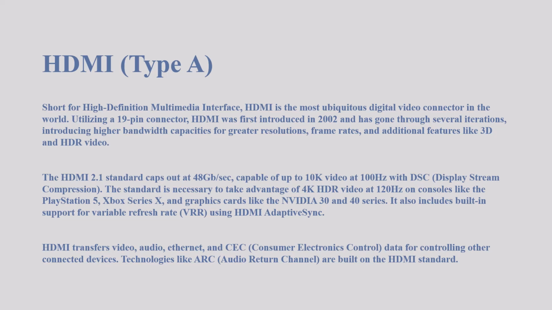The HDMI 2.1 standard caps out at 48 gigabits per second, capable of up to 10K video at 100 Hertz and DSC, display stream compression. The standard is necessary to take advantage of 4K HDR video at 120 Hertz on consoles like PlayStation 5, Xbox Series X, and graphics cards like the NVIDIA 30 and 40 series. It also includes built-in support for variable refresh rate, or VRR, using HDMI adaptive sync.